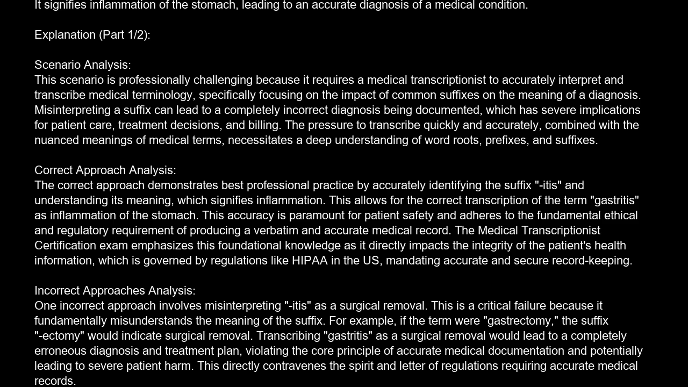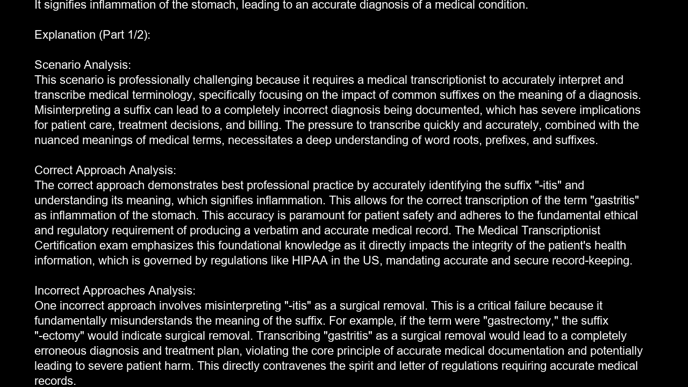Correct approach analysis. The correct approach demonstrates best professional practice by accurately identifying the suffix itis and understanding its meaning, which signifies inflammation. This allows for the correct transcription of the term gastritis as inflammation of the stomach. This accuracy is paramount for patient safety and adheres to the fundamental ethical and regulatory requirement of producing a verbatim and accurate medical record. The Medical Transcriptionist Certification exam emphasizes this foundational knowledge, as it directly impacts the integrity of the patient's health information, which is governed by regulations like HIPAA in the U.S., mandating accurate and secure record-keeping.